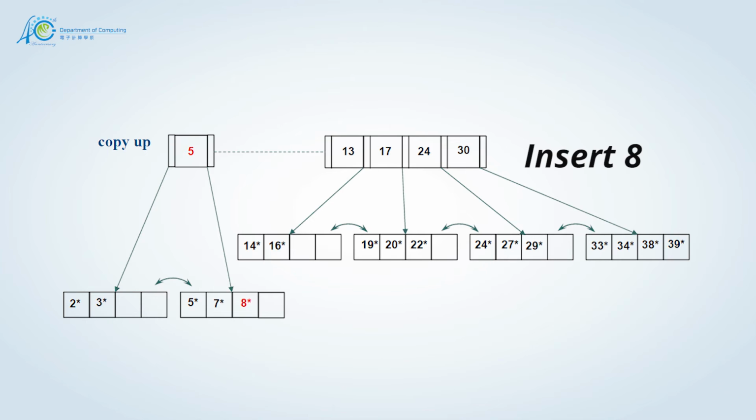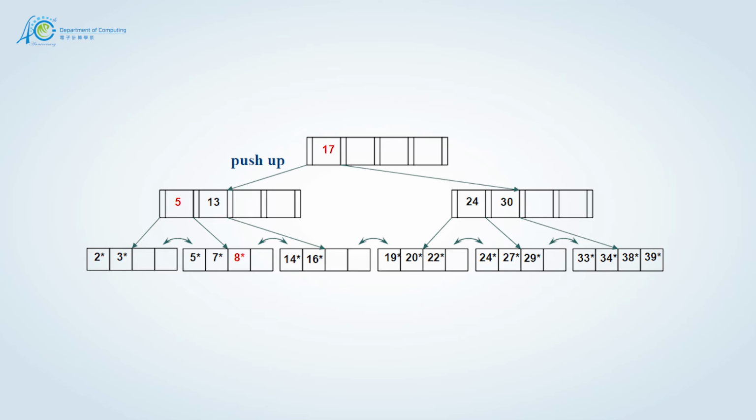But you can see that after the copy up operation, the index node has no space for 5 to be added. So we can also push up the middle key of the index node, which is 17. You can see that there is one more level of the B plus tree. So the whole insert operation is already done.